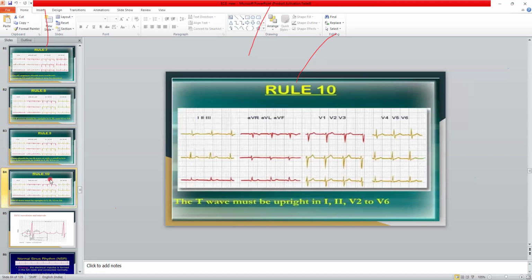Coming to rule 10, the T wave in the standard ECG leads must always be upright in lead 1, lead 2 and V2 to V6. That is V2, V3, V4, V5 and V6. You can see the T wave in the upright direction.